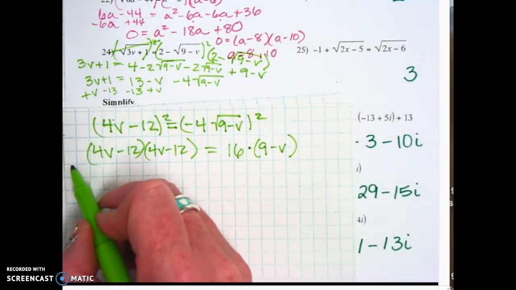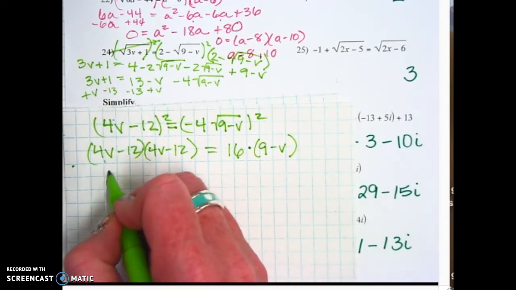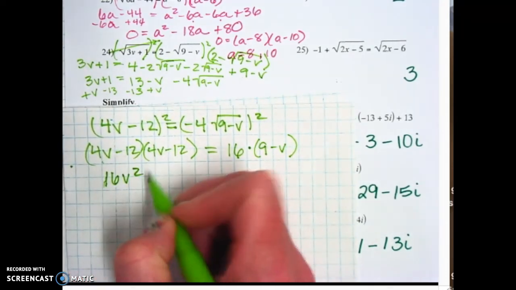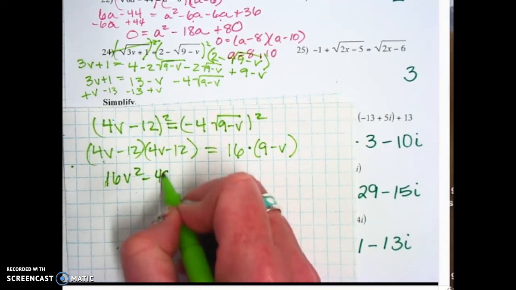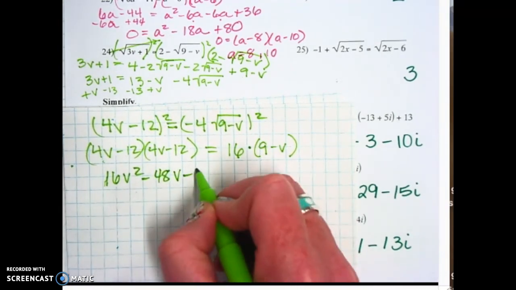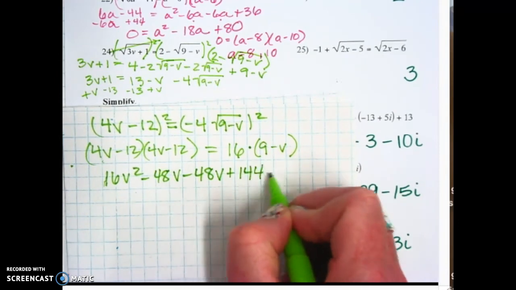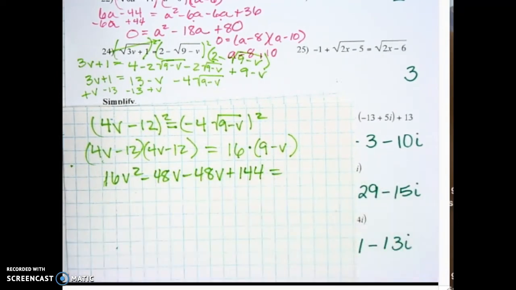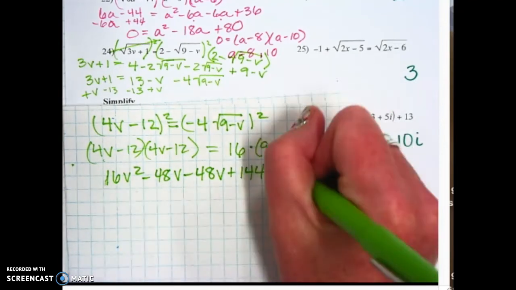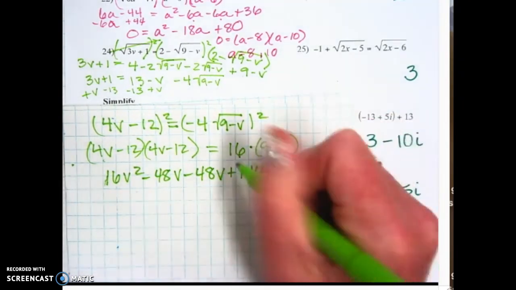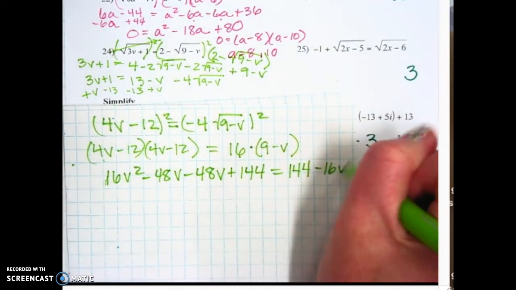times the 9 minus v, because when you square something that's being square rooted, it's just what's inside. So over here we want to FOIL. So 4v times 4v is 16v squared. Outside is negative 48v. Inside is another negative 48v. Last is 144. Over here we want to distribute, so 16 times 9 is 144 minus 16v.